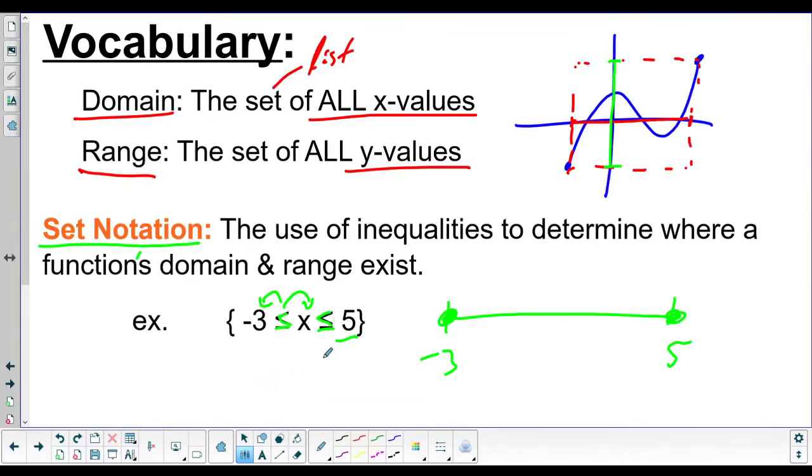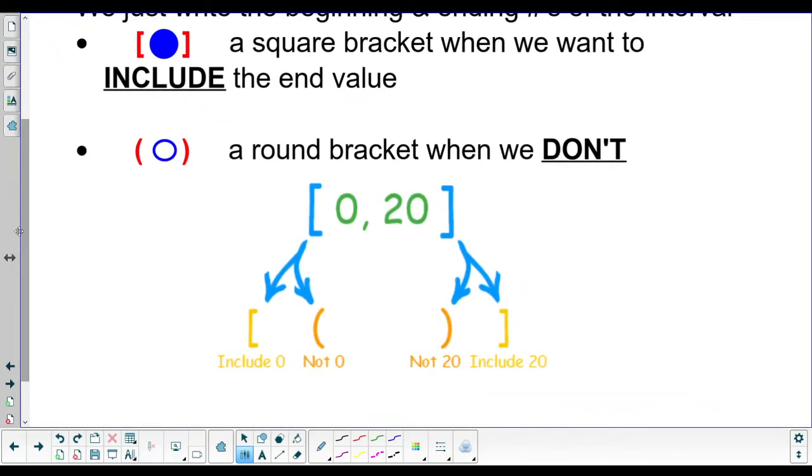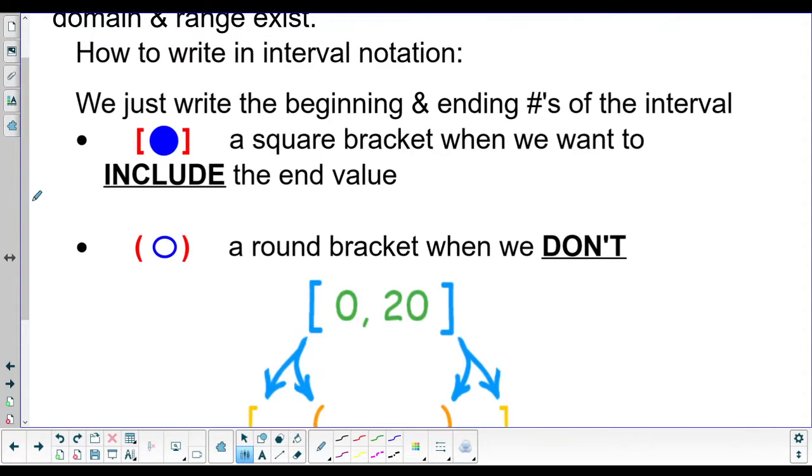And basically what we're going to do is cut out all of this middle stuff. We're just going to leave the two numbers, and then we're going to use either brackets or parentheses to show whether or not we are equal to those numbers or not quite there. So let me show you how that works. The thing you need to know is that if we are including the number, it will have a filled in circle, and we're going to use brackets. If we don't include the number, it'll have an open circle like that, and we're going to use parentheses instead.